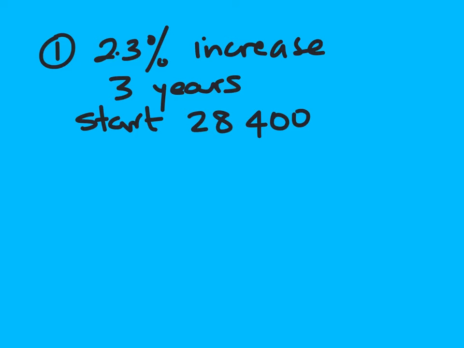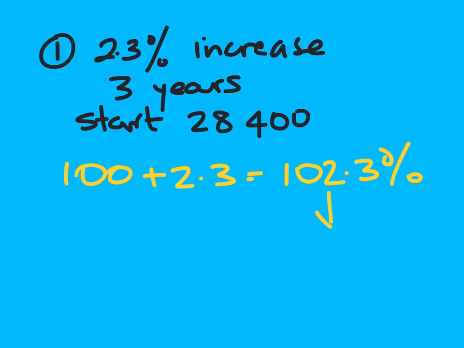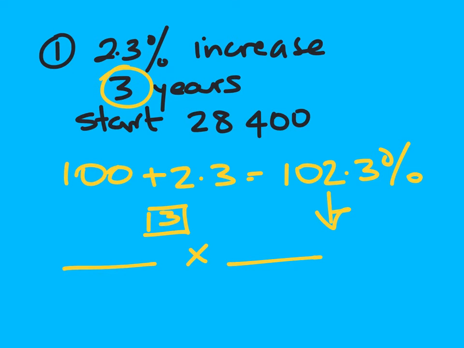First question, 2.3% increase. So that means we've got 100%, add to 2.3, gives us 102.3%. Turn that into a decimal, and then you've got that number to the power 3 years times the starting amount, and you can get your answer. Just be aware the question says round to the nearest pound.